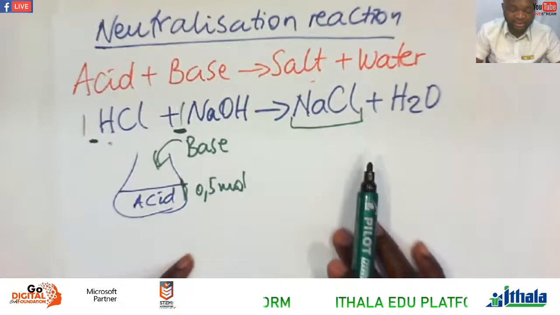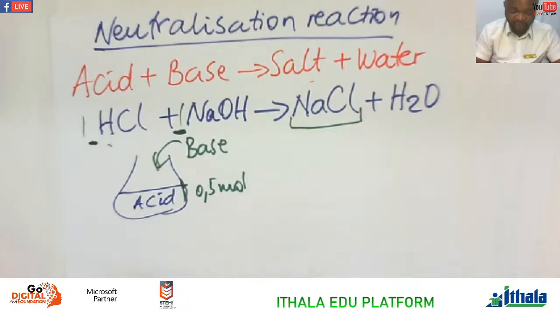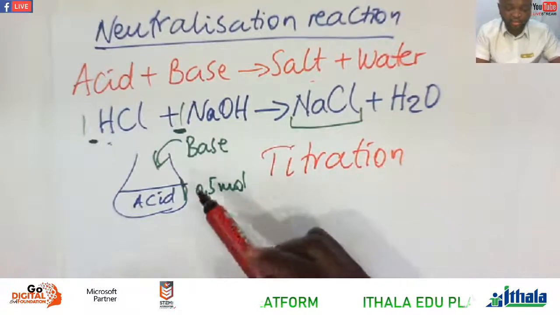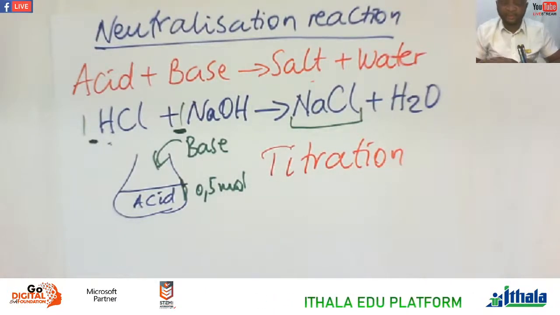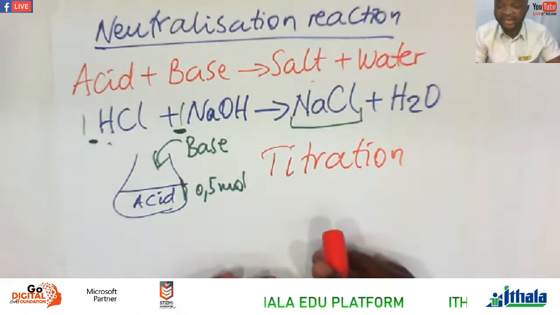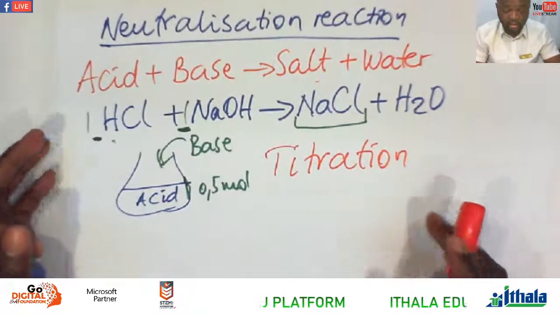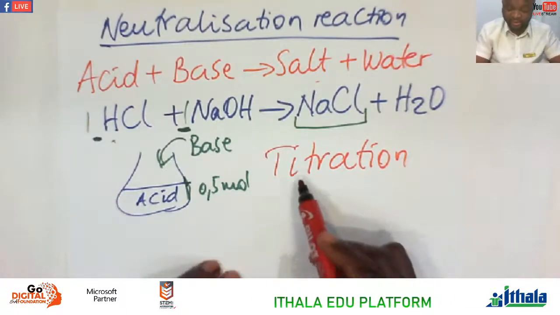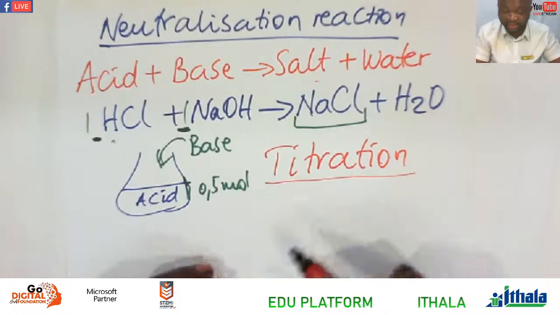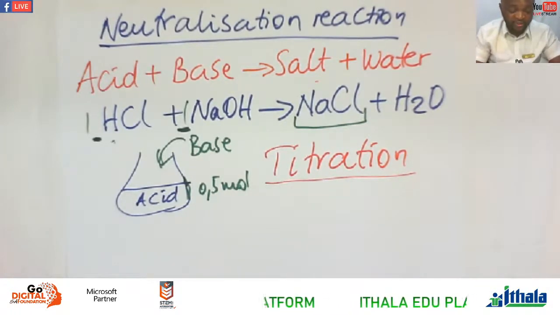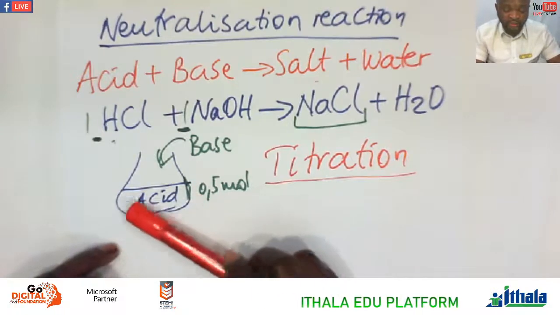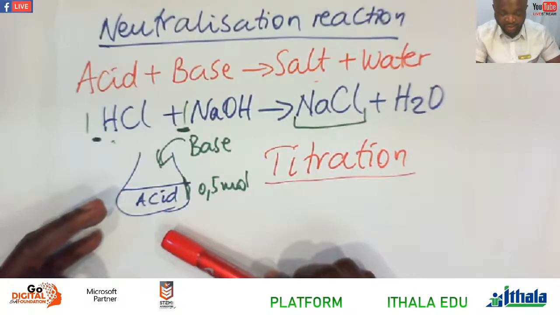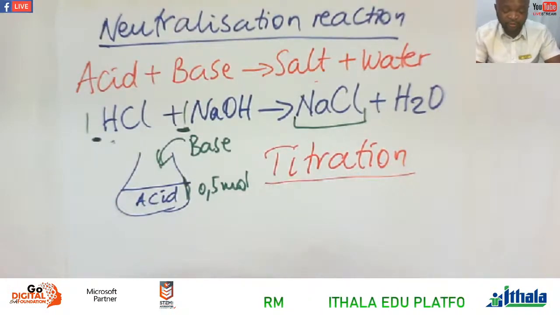A technique will help us here, which we call titration. Titration helps us add the exact amount of the base or the acid so that we neutralize exactly the solution we have, whether the acid or the base. The titration is usually the technique we use to get the concentration of an acid or a base that is unknown.